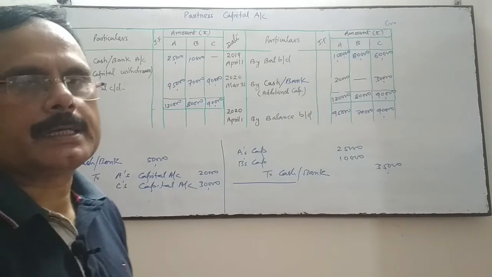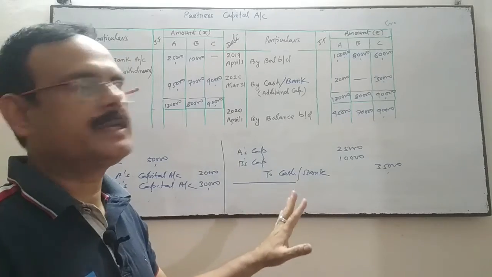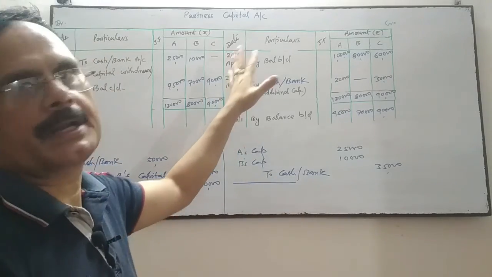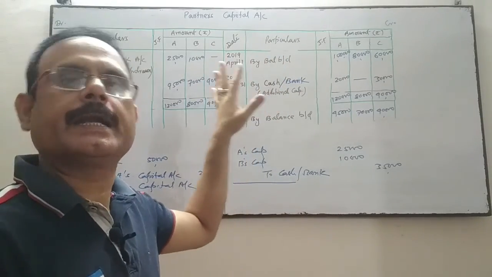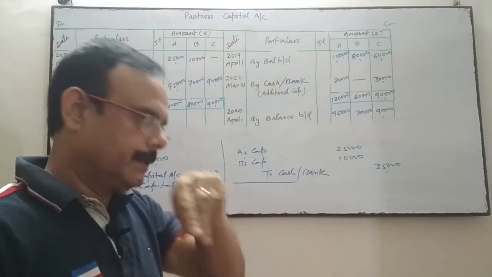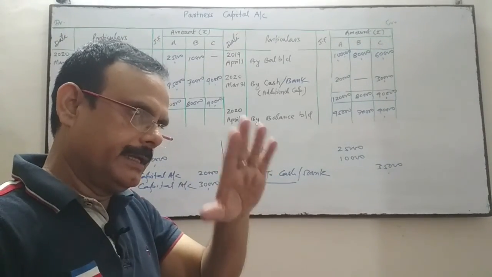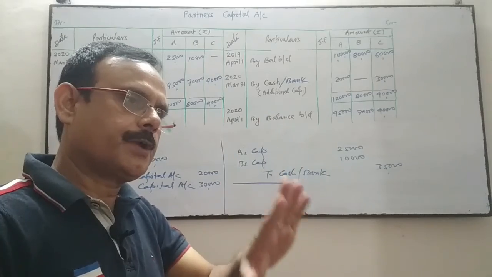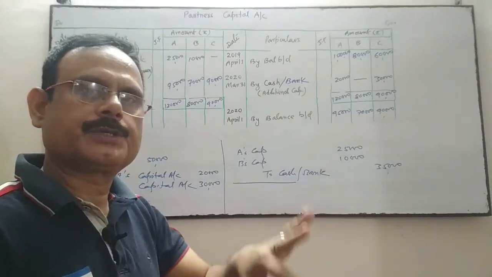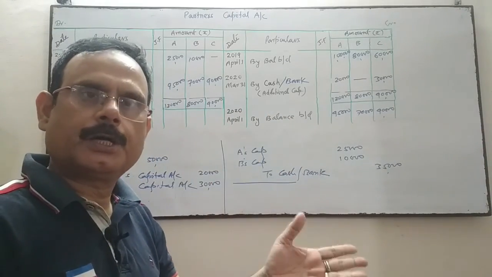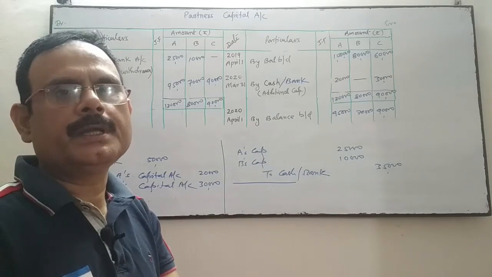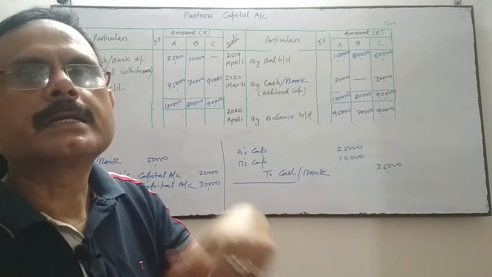So in partners capital account, when the capital is fixed, these items will only be transferred to their account in the credit and debit side only. And interest on capital, interest on drawing, partner's salary, partner's commission, P&L appropriation account, drawings, these items will be shown in the partner's current account.